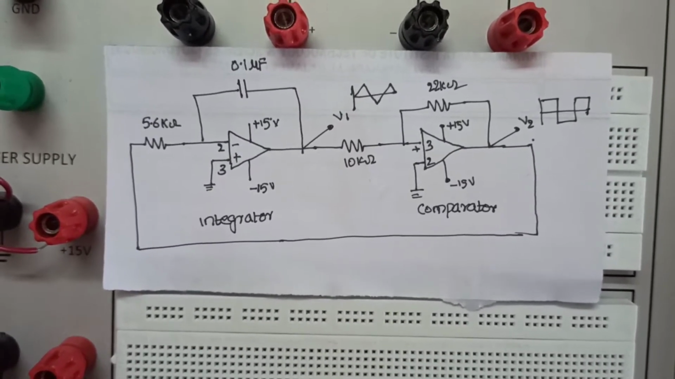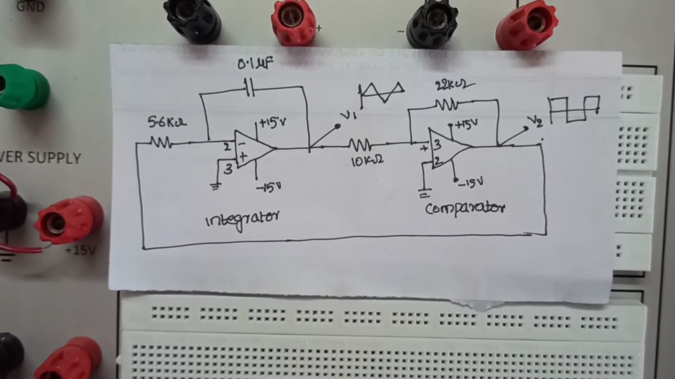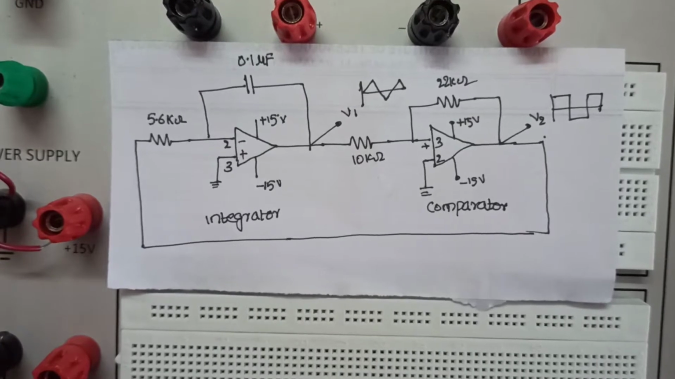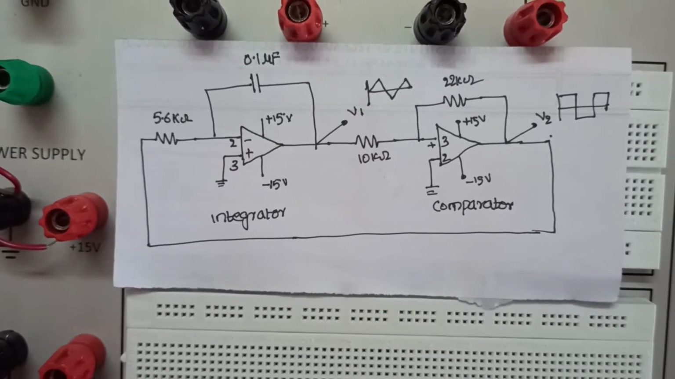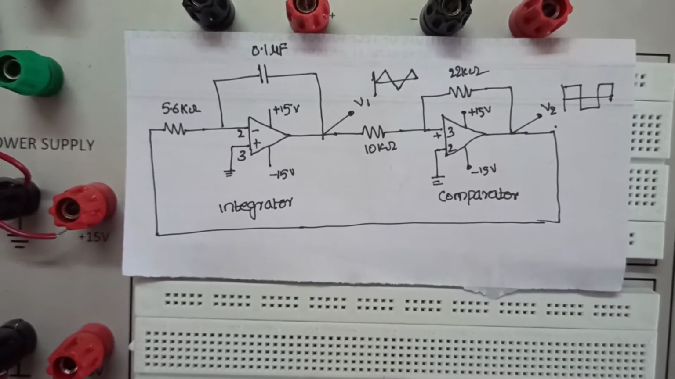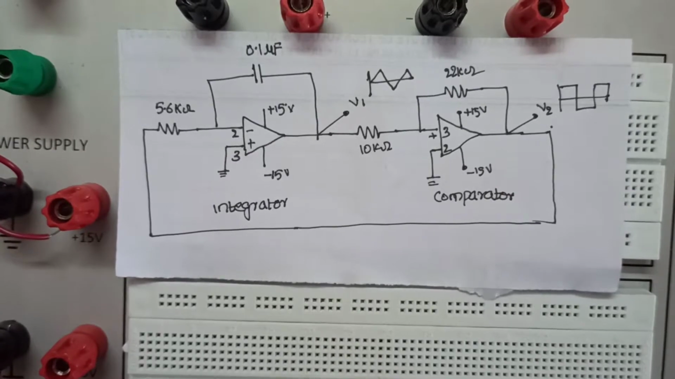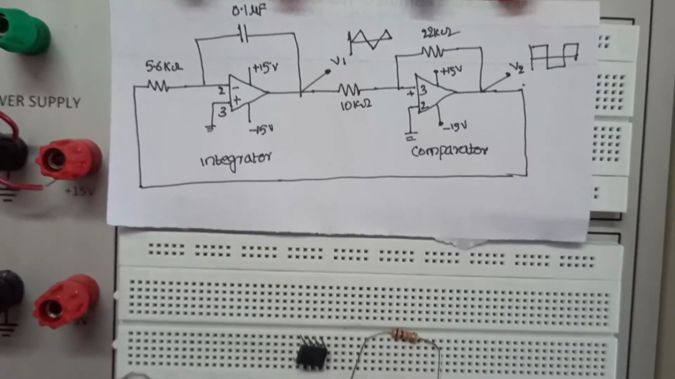For executing this, we require resistors of 5.6 kilo ohms, 10 kilo ohms, and 22 kilo ohms, and a capacitor of 0.1 microfarad, and the corresponding connections. So let us see how this circuit is connected.